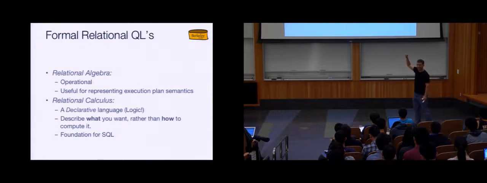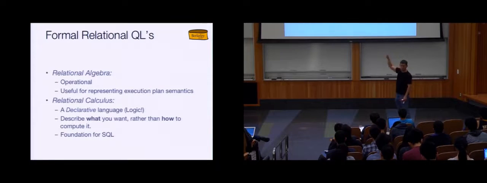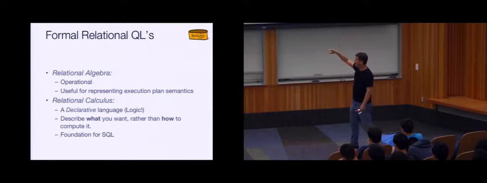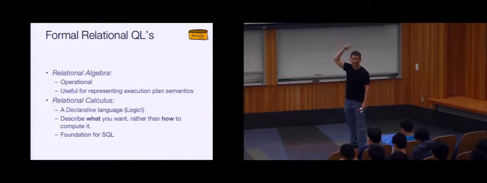Let me say that again. Their expressivity is equivalent. Anything you can say in the relational algebra, it's not Turing complete, so you can't say everything, but anything you can say in the relational algebra, you can say in the relational calculus, and vice versa. Seems like a pretty academic exercise.